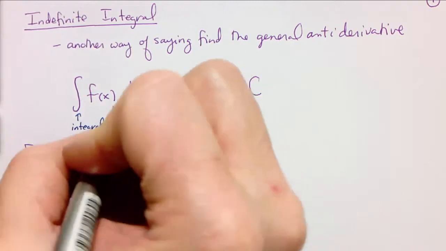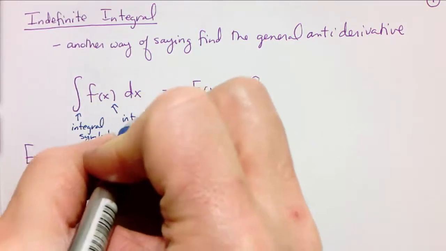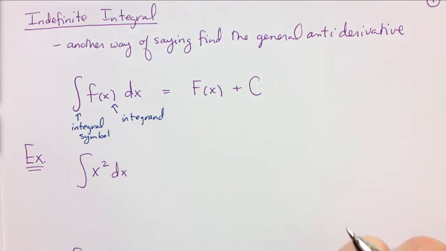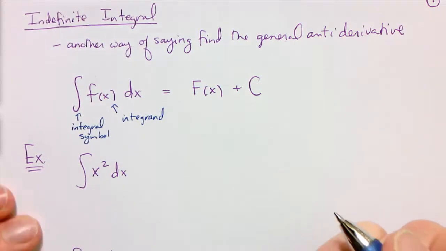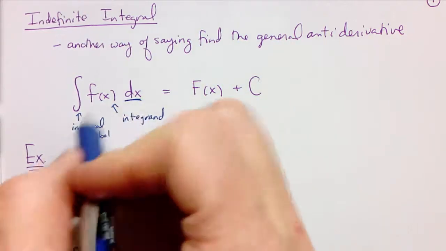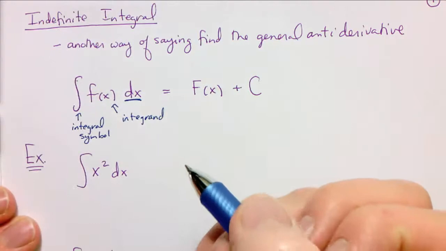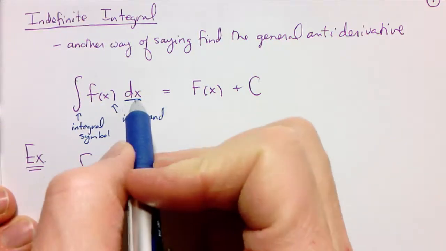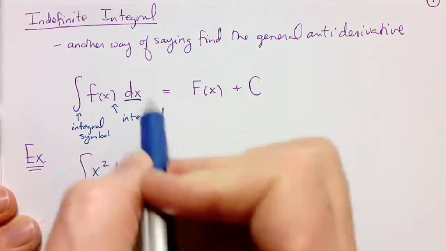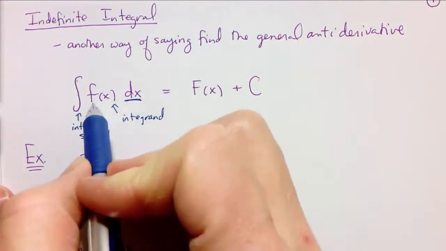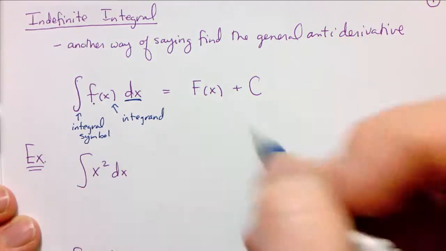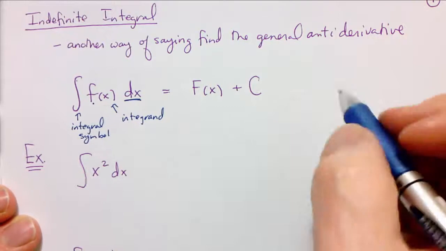This piece is called the integrand, and it's the function that we want to find the antiderivative for. And this piece is part of the integral symbol. It goes along with this. We'll see a little later in the chapter where this comes from. But what this together means is that we want to find the antiderivative of little f. So we want to find a function, we'll call it big F, whose derivative is equal to little f.